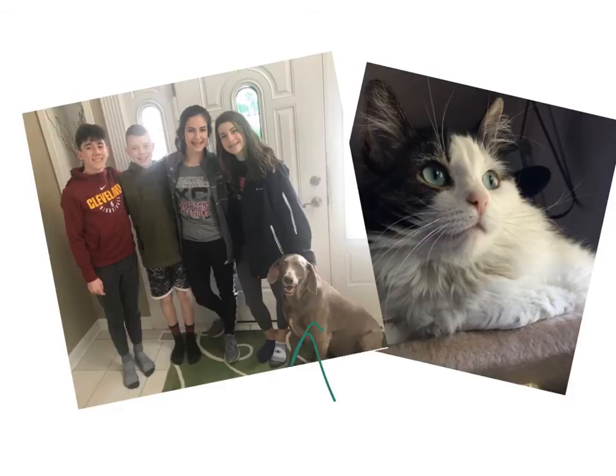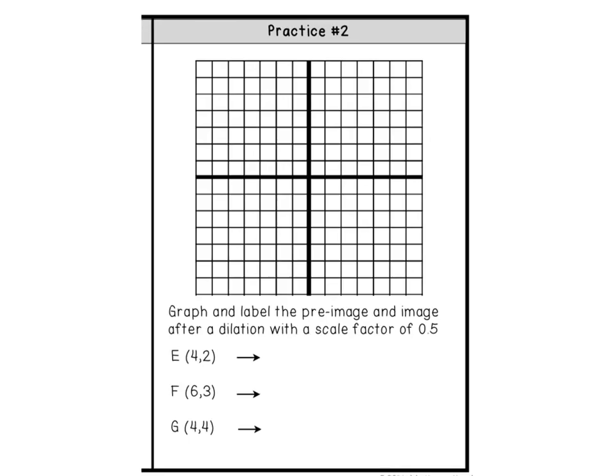Okay, let's move on. Okay, here's practice 2. We're going to graph and label the pre-image and image after a dilation. And the scale factor is 0.5. The scale factor is 0.5 or a half.